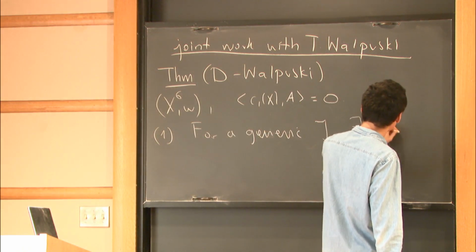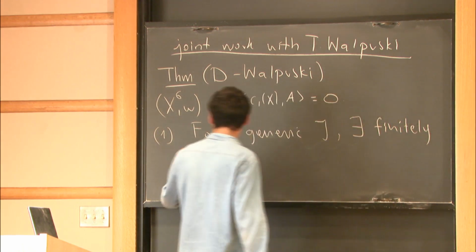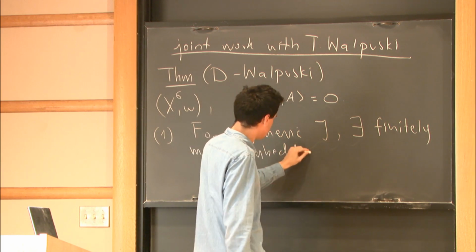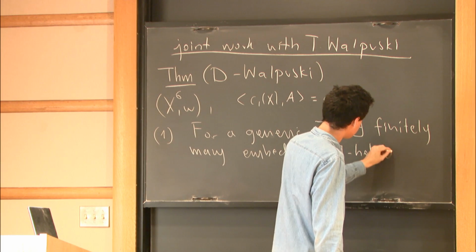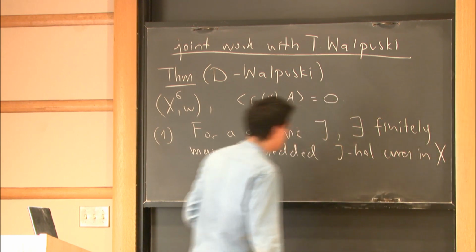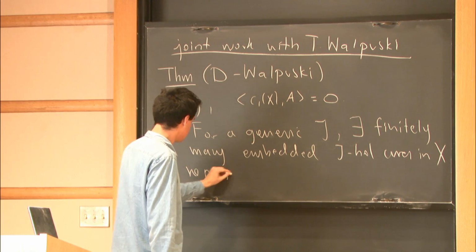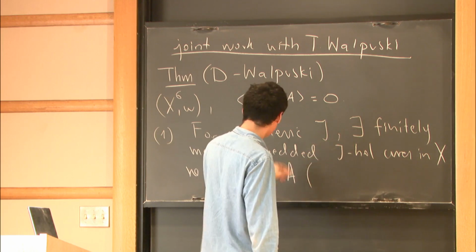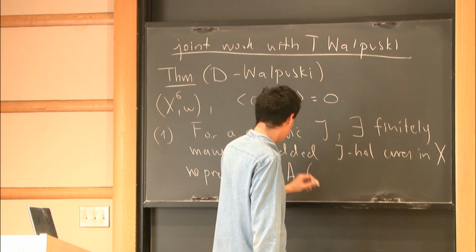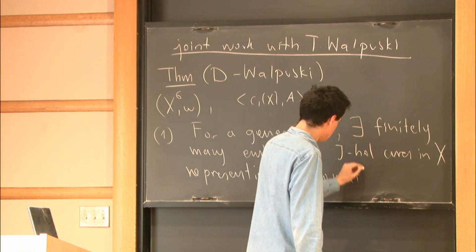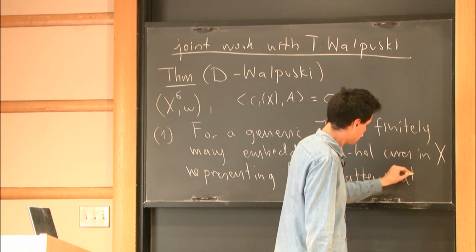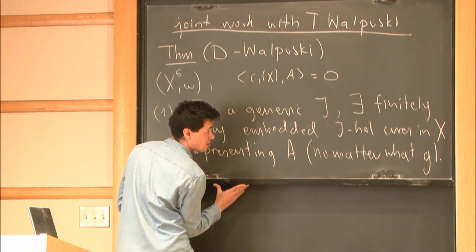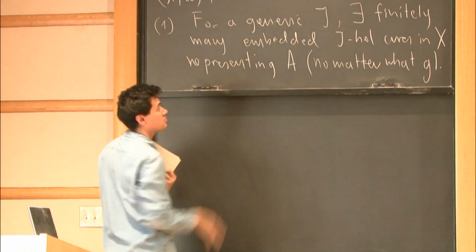there exist at most finitely many embedded J-holomorphic curves in X representing the given class A. And when I say finitely many, I really mean no matter what genus. And by J-holomorphic curve, I mean just the image of a J-holomorphic map.